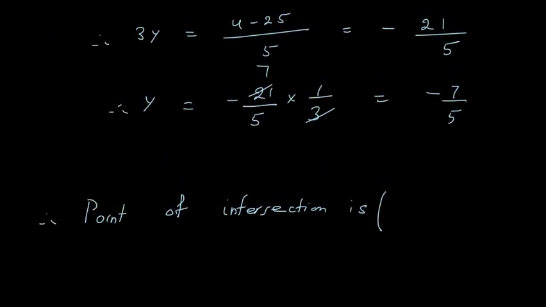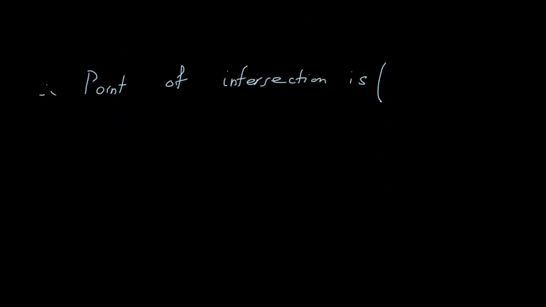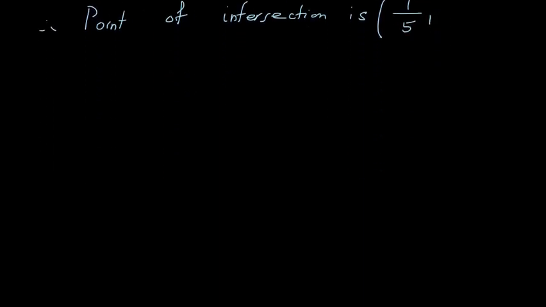Therefore the point of intersection is: the x value we got as 1 divided by 5 and y we get as minus 7 divided by 5.